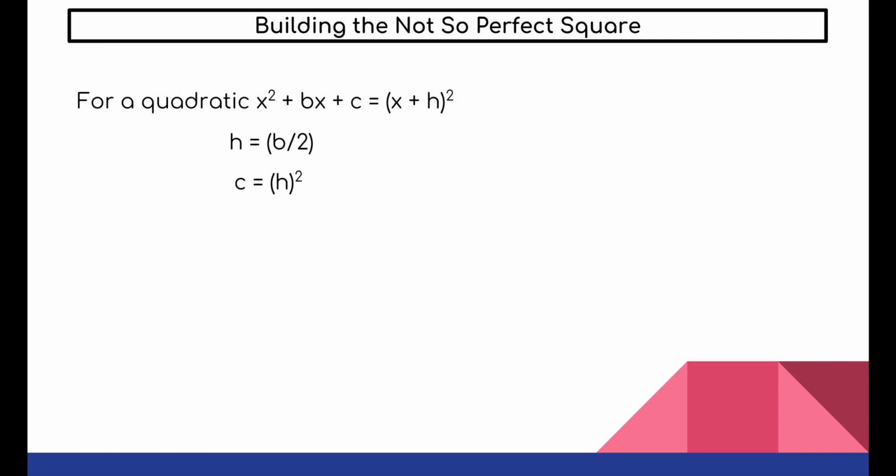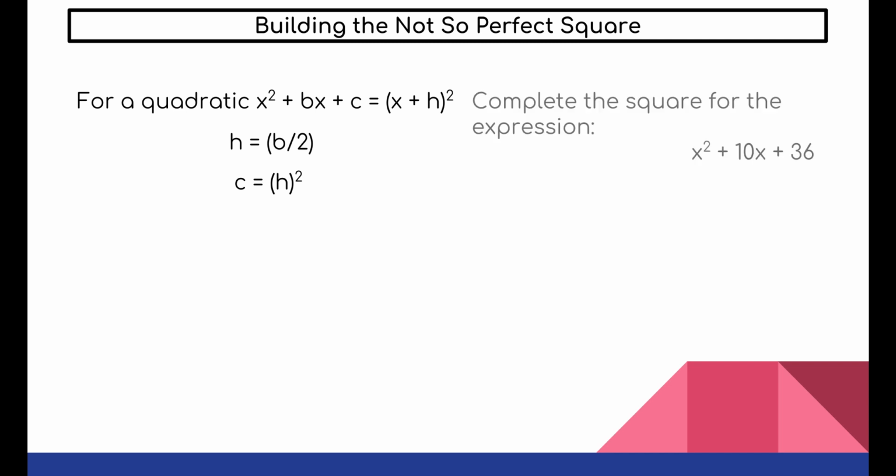So we've got to start with what they know. They know that for a lead coefficient of 1, x squared plus bx plus c should equal the square of x plus h. And when that works out, we know that h is going to be exactly half of that middle term, that linear coefficient. And we know that c is going to be equal to the square of h. So let's try it out with an equation.